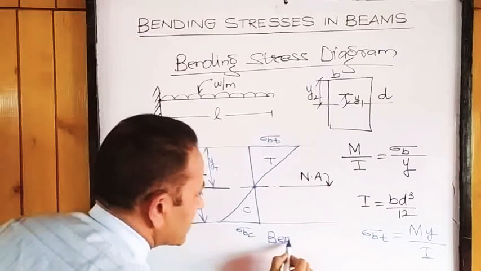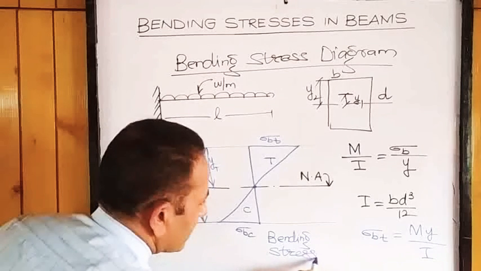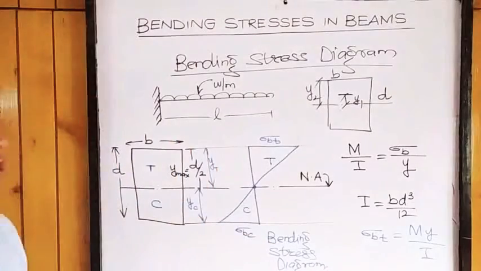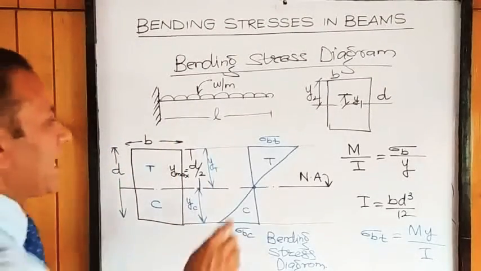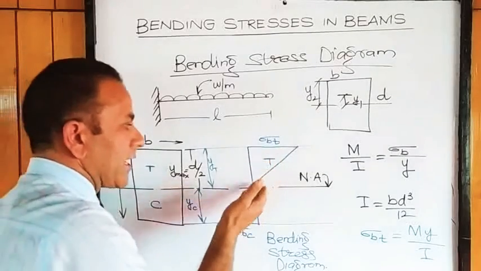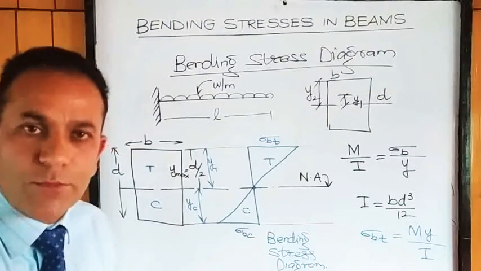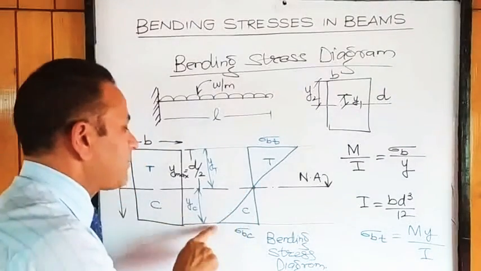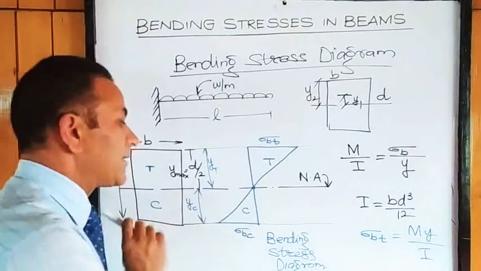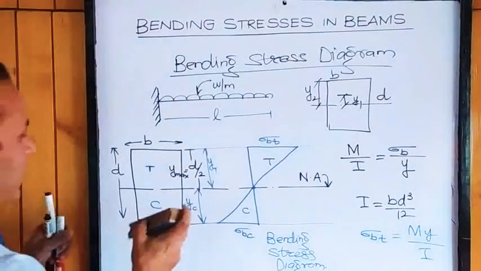This diagram is the bending stress diagram. So the variation of bending stress is quite visible, that it is maximum at the outermost fiber. It will reduce linearly to 0 at the neutral axis. The sign will change. It will change from tension to compression or compression to tension, and the maximum value will again be at the other extreme fiber. This is the nature of bending stress diagram.